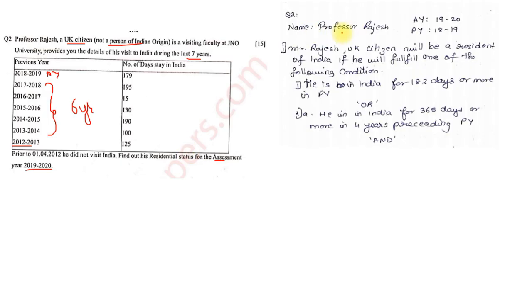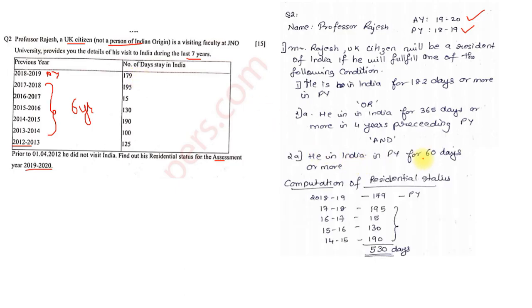Now, the name is Professor Rajesh. Assessment year is 1920. Previous year is 1819. Mr. Rajesh, a UK citizen, will be a resident of India if he fulfills one of the following conditions. Number one, he is in India for 182 days or more in the previous year. Or 2A, he is in India for 365 days or more in the 4 years preceding the previous year. We hide the previous year and then go backward by 4 years. And 2B, he is in India in the previous year for 60 days or more. So those are the two rules.